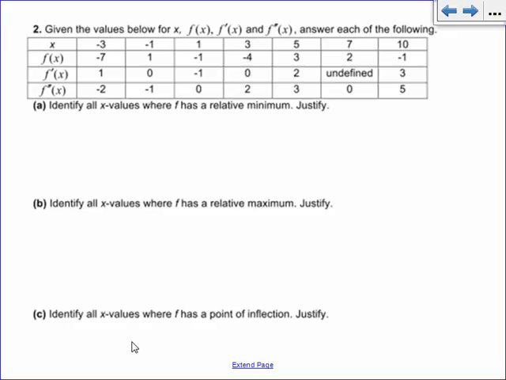All right, I had something strange here, so I'm going to go ahead and put 0 instead of undefined. I was trying to think of a function where the first derivative is undefined but the second derivative is 0, and I couldn't think of one. So maybe there is one, but I've got to think about it a little bit.